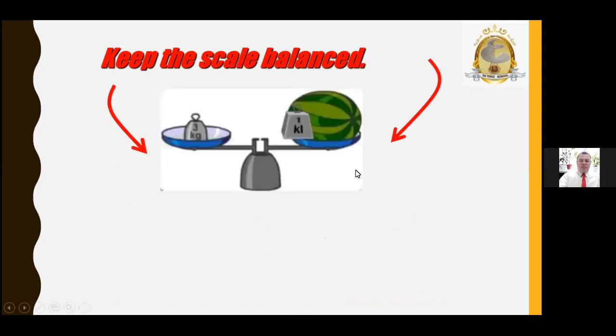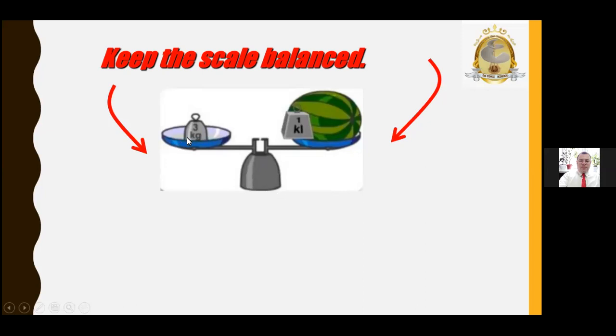Here, by looking at this scale, as you see, this is balanced. The two sides, the right-hand side and the left-hand side, both of them are equal. On the left-hand side, as we see here, 3 kilograms. And on the right-hand side, we have 1 kilogram plus this watermelon. Can you tell me the weight of this watermelon, according to the idea, as we said, that this represents an equation, like this balance scale?